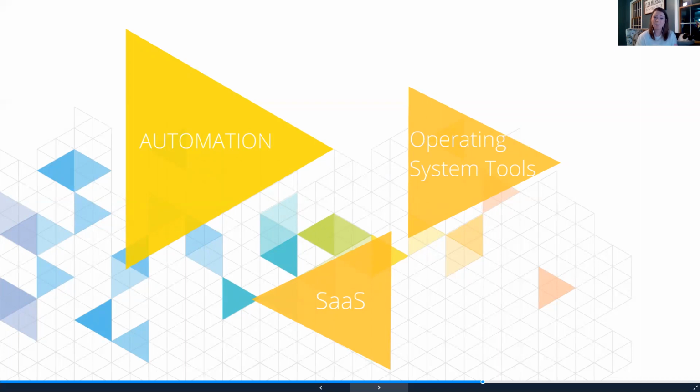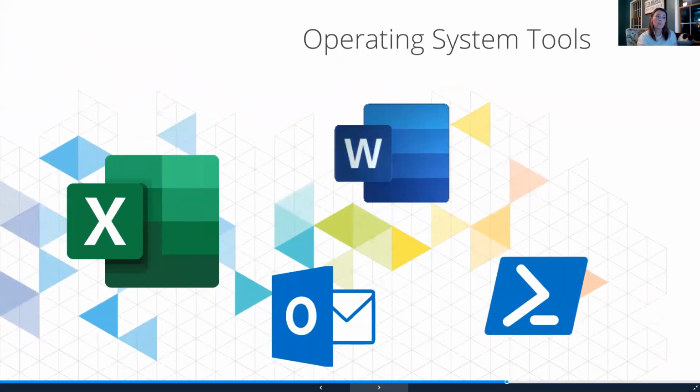The point of this demo was to look at tools that we have readily available to us. So operating system tools, we have PowerShell, we have Outlook, we have Word, we have Excel. You may have other tools within your environment that your organization has already purchased that you're able to leverage. Maybe you have Jira, maybe you have other tools like that that you could possibly leverage in order to be able to automate your processes.